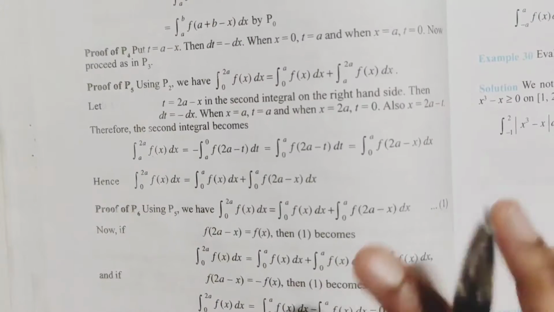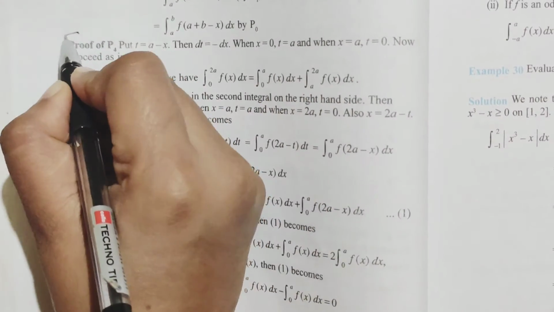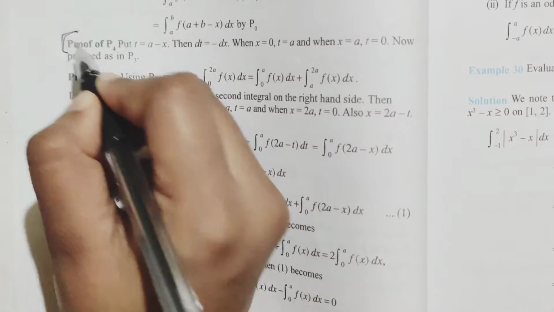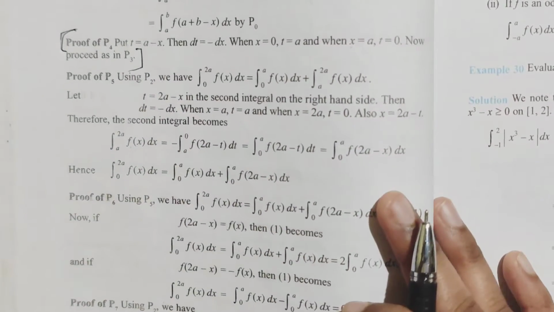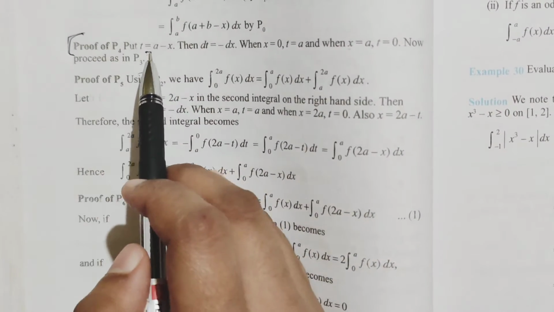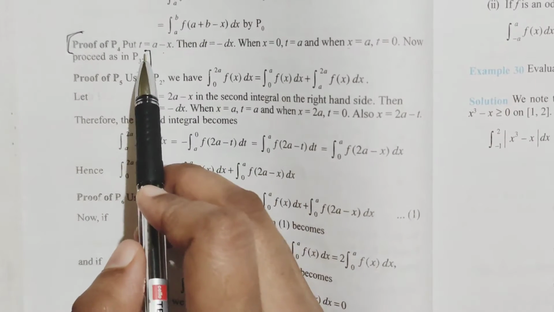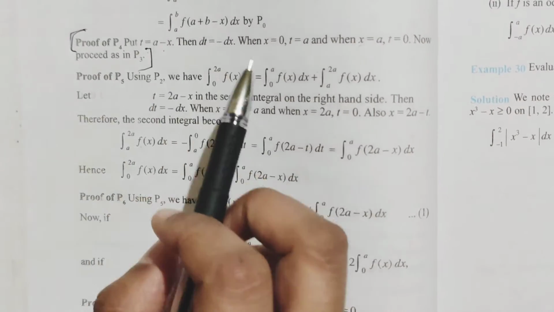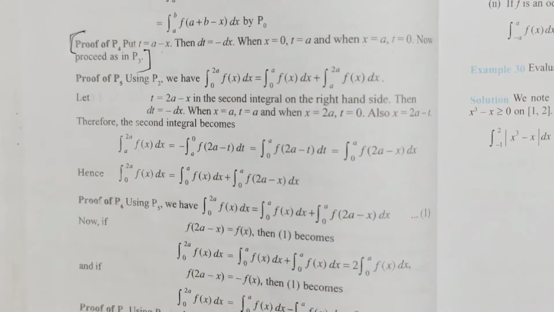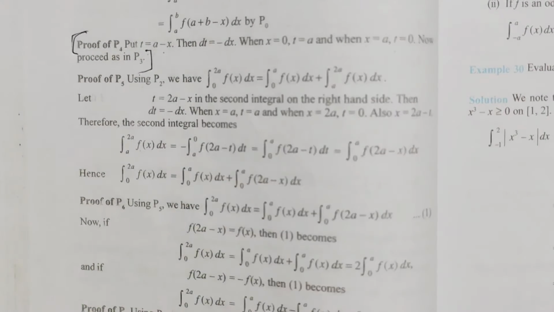See here you have the proof of property 4. Proceed as in property 3 only. Here they have taken t equal to a minus x, or you can take x equal to a minus t. If you are comfortable with how I showed property 3, do it in the same way, but don't forget to change the limits when you are substituting. This is property 4.